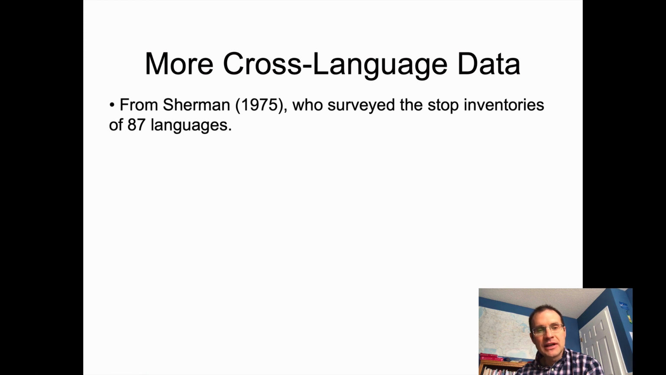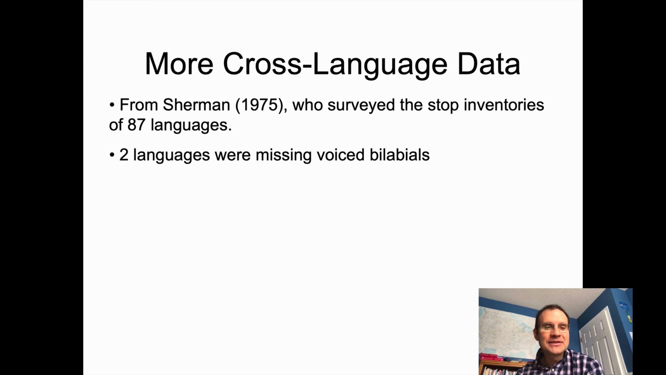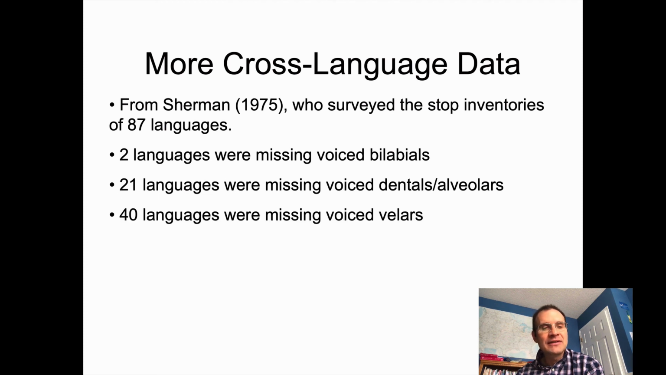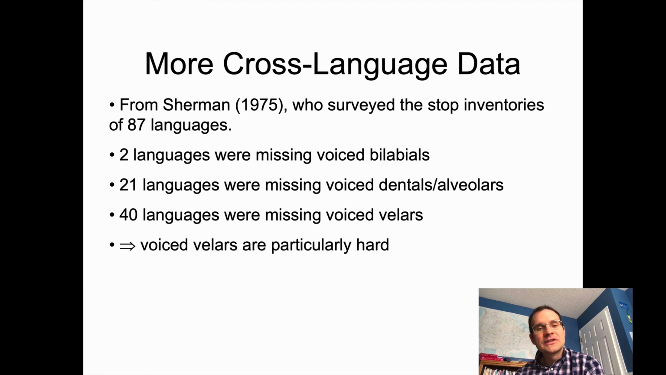And this is some data from a linguist named Sherman. I forgot their first name, but they found that 2 languages were missing voiced bilabials, like buzz. 21 languages were missing voiced dentals or alveolars out of 87, and 40 were missing voiced velars. So almost half of the languages that were missing something were missing voiced velars, the G. Somehow that was bad. So it looks like voiced velars are particularly hard, or languages just prefer not having them in their inventories for some reason.